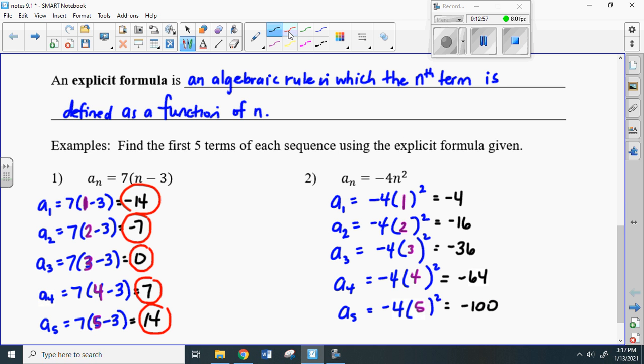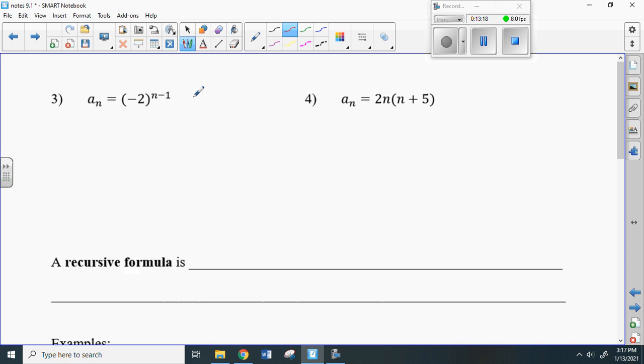All right, and so the first 5 terms of my sequence are these. Now, it's harder to see the pattern in these numbers, but the formula is the pattern. Okay? All right, so on the next slide here, I just have 2 more for us to work through.